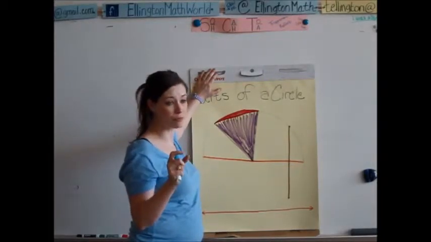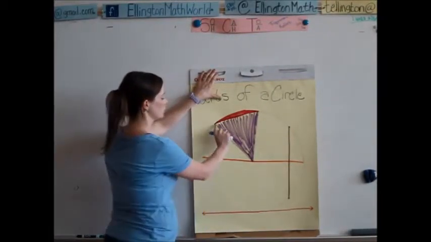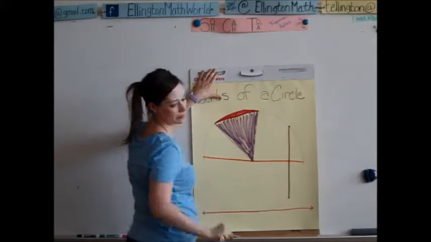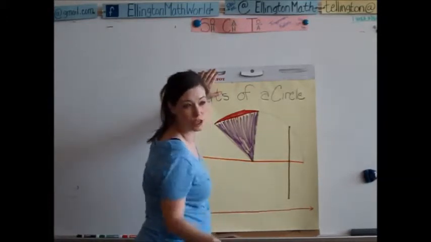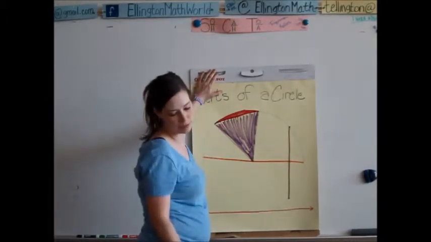So that's a new unit of measure. An arc length is measured in linear units. It's kind of like you took a string and laid it around a circle. How long would it be?